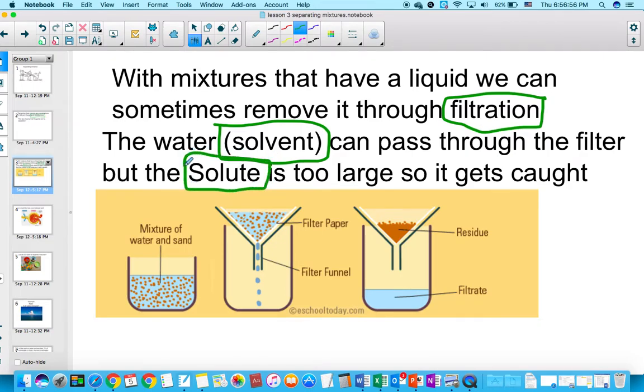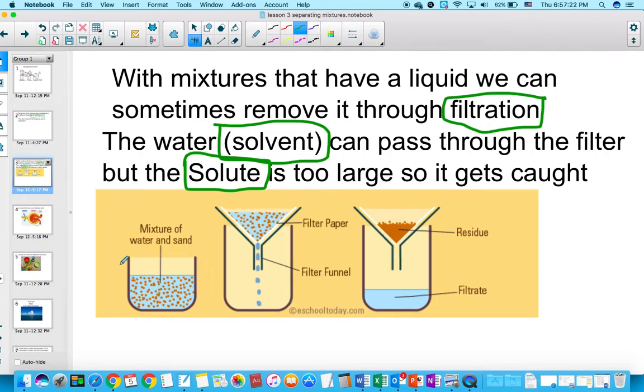So know what a solute and solvent are. The solvent is the liquid that holds the mixture, or is the liquid that does the dissolving, while a solute is the solid part of the mixture that is either dissolved or in the liquid. For filtration to work, the solute needs to be too big to pass through the filter.